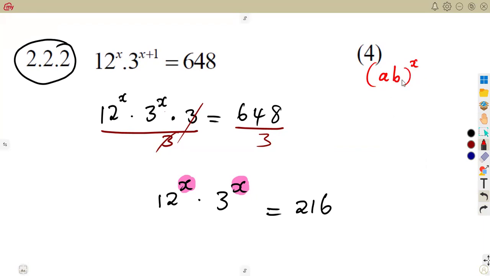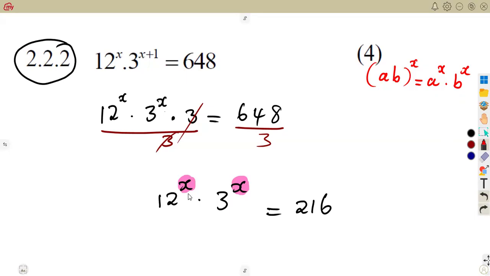Where was this actually taken from? It was taken from a raised to the exponent of x, b also raised to the exponent of x. This is where it was taken from. Remember this: they are two different bases, but the exponent is the same. So each term will be separated.